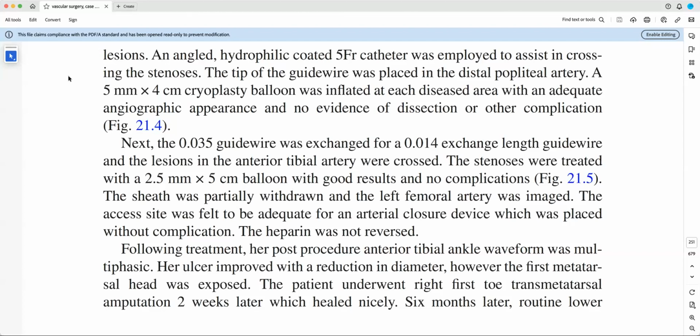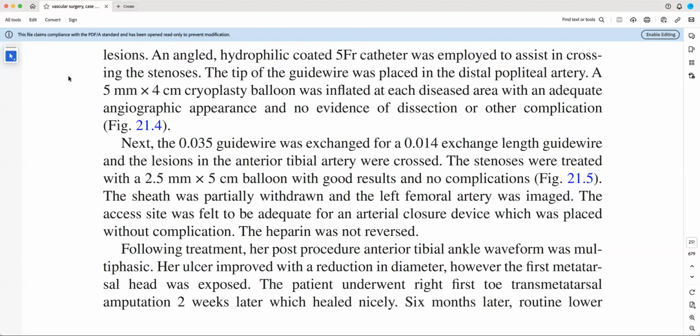Next, the 0.035 guide wire was exchanged for a 014 exchange length guide wire, and the lesions in the anterior tibial artery were crossed. The stenosis was treated with a 2.5 millimeter by 5 centimeter balloon with good result and no complications. The sheath was partially withdrawn and the left femoral artery was imaged. The access site was felt to be adequate for an arterial closure device, which was placed without complication. The heparin was not reversed.